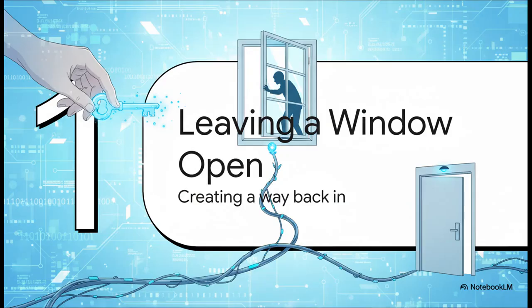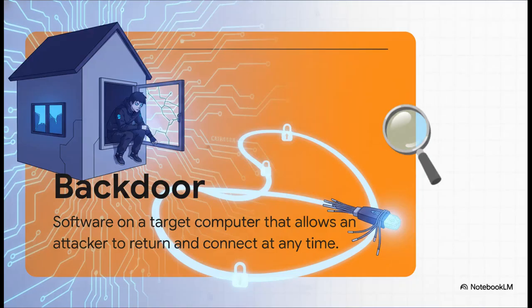So, to solve that problem, you can't rely on the original exploit. You need to build your own permanent door to get back in. And that brings us to our first technique, which is basically leaving a window open. This is all about turning that temporary glitch into a reliable, long-term way back in. And the most fundamental way to do that, it's called a backdoor.